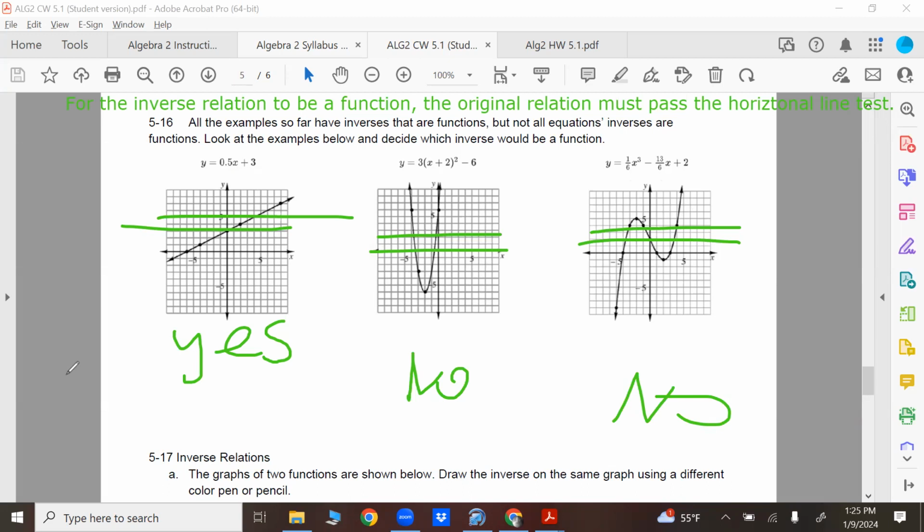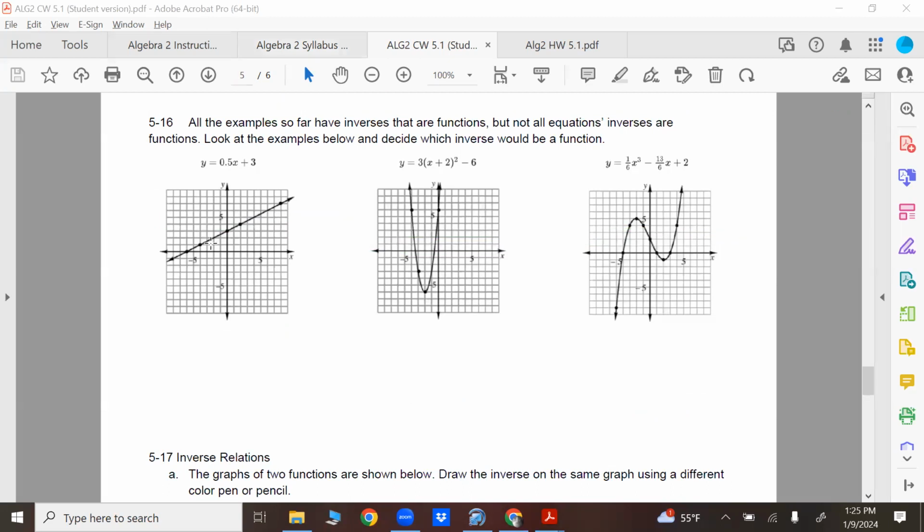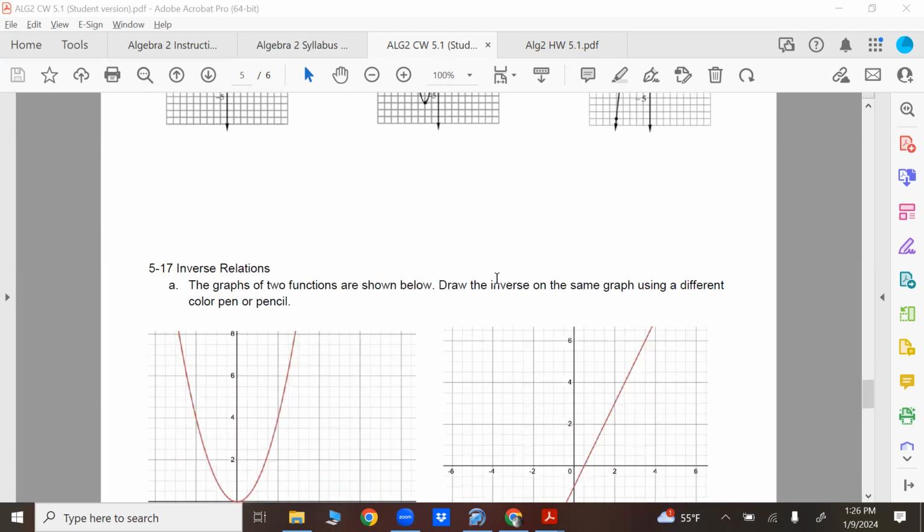So that's why we have the horizontal line test. That's why it's there. For an equation to be a function, and its inverse to be a function, you have to pass both the vertical and horizontal tests. All these pass vertical. All these are functions. But the inverse is only a function for the first one, not the second and third.